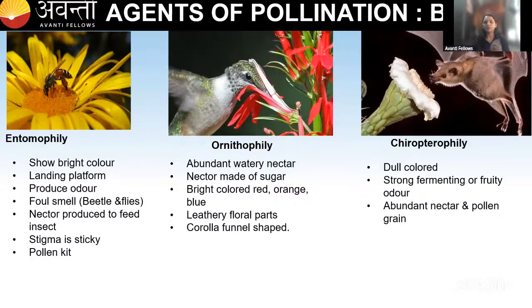Okay. And also, the insect will come and sit on the flower, right? So for that, the flower should have a landing platform. And it should produce some nectar, because it has to give a reward, right? The insects are doing the pollination, so it should give some reward. For that, it has nectar. And also the stigma is sticky for attachment of the pollen grain, and the pollen grain is also sticky here.